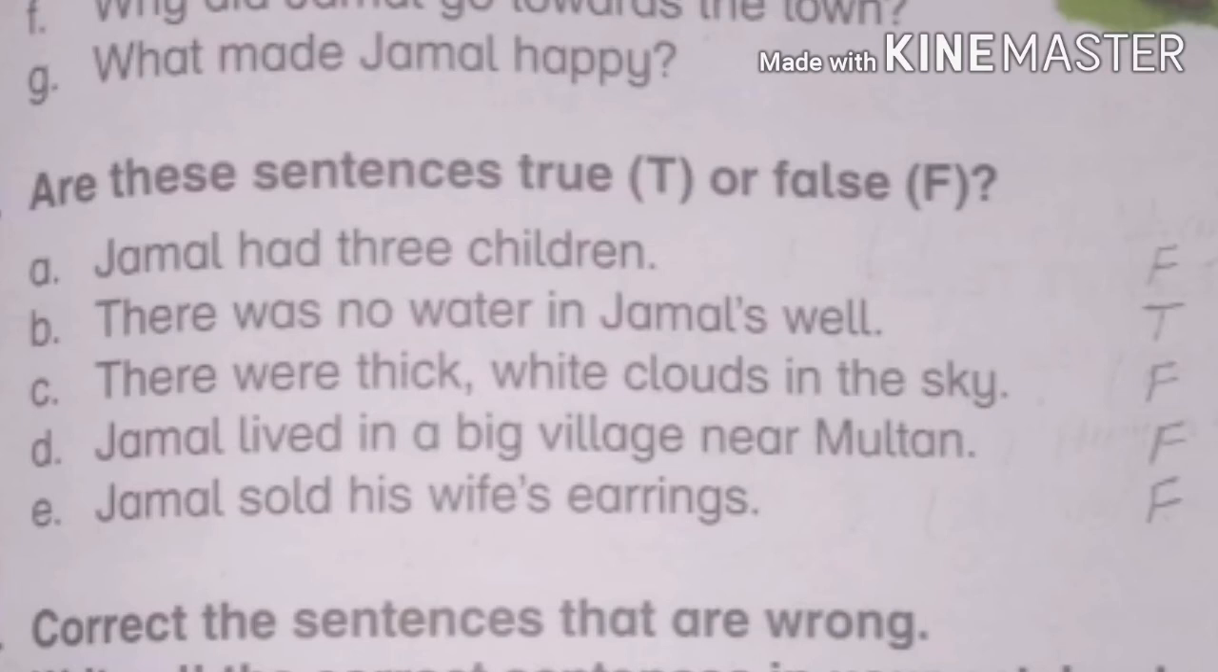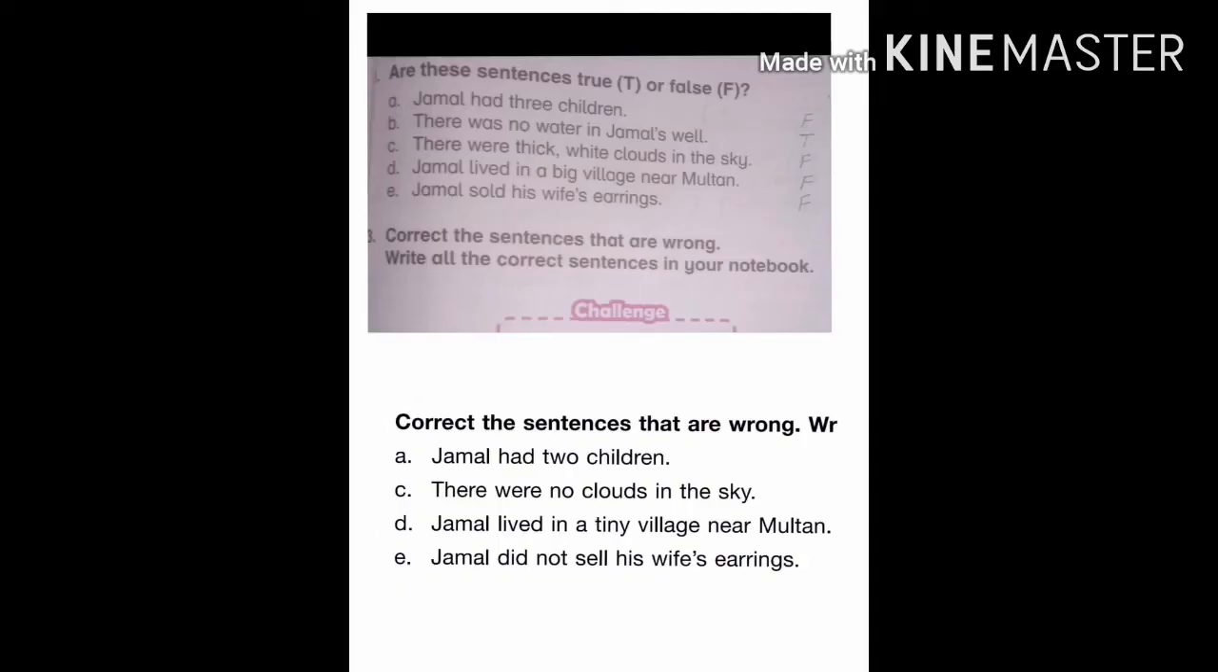Jamal lived in a big village near Multan. So this is also wrong because Jamal lived in a tiny village near Multan. And the last is, Jamal sold his wife's earrings. This is also wrong and you have to write F in the given box because Jamal did not sell his wife's earrings.